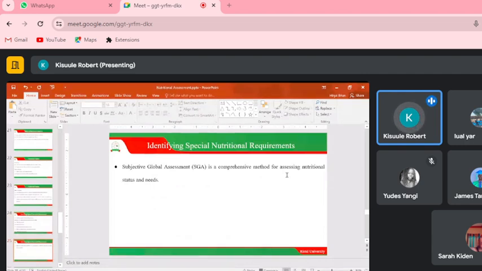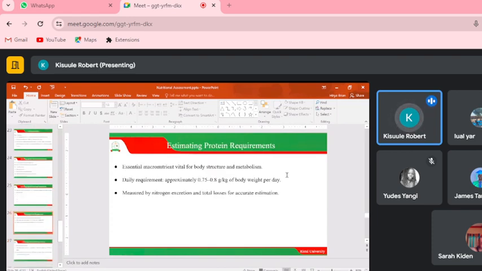Okay, so subject global assessment, identifying the special nutrition requirements. Here is where we'll see the recommended dietary allowances, the protein requirements, etc. And we are saying these are customized, and usually our lecturer, when I was still doing my undergraduate, my bachelor, would say: not a one size fits all.